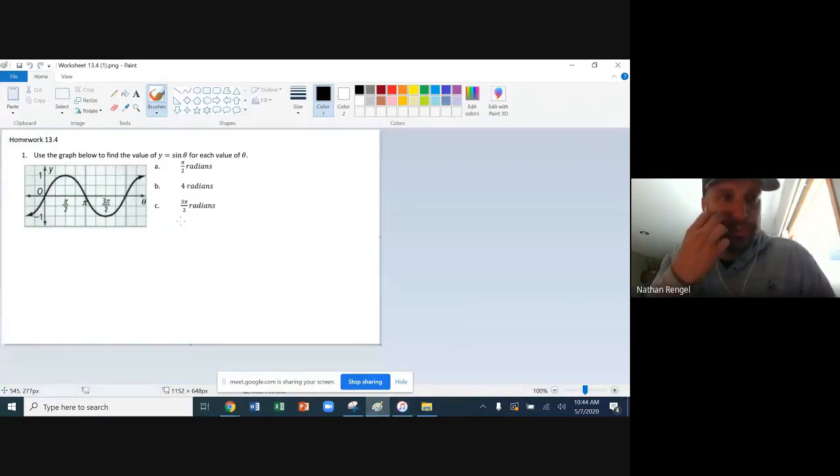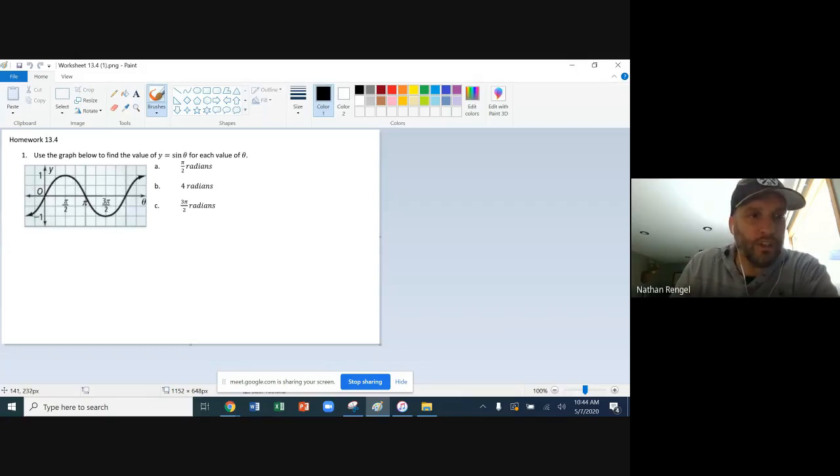Okay, so number one, we are going to start finding sine values looking at the graph on the coordinate plane. So here's our sine curve that we just practiced before. And now, instead of using the unit circle, we are going to use this graph to find the values of pi over 2 radians, 4 radians, and 3 pi over 2.